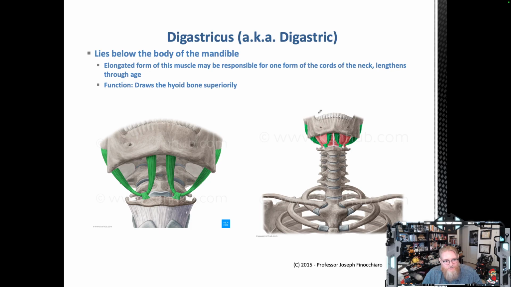The digastricus, or the digastric, lies right below the body of the mandible. It's an elongated form, may be responsible for one form of the cords of the neck. It lengthens through age, and it draws the hyoid bone superiorly. So you can see this isn't too visible unless you are looking underneath. It's kind of a pain in the behind to see.